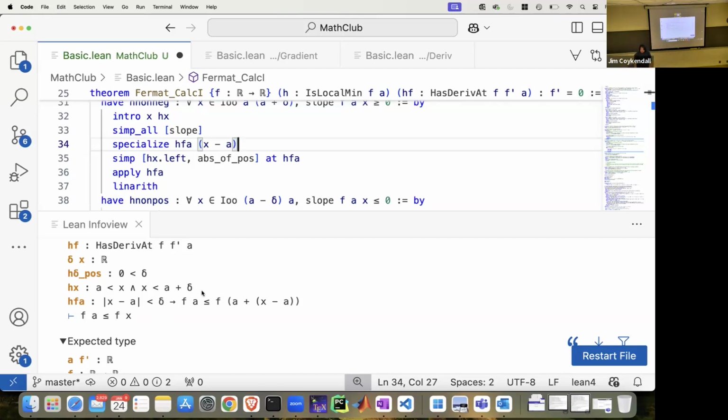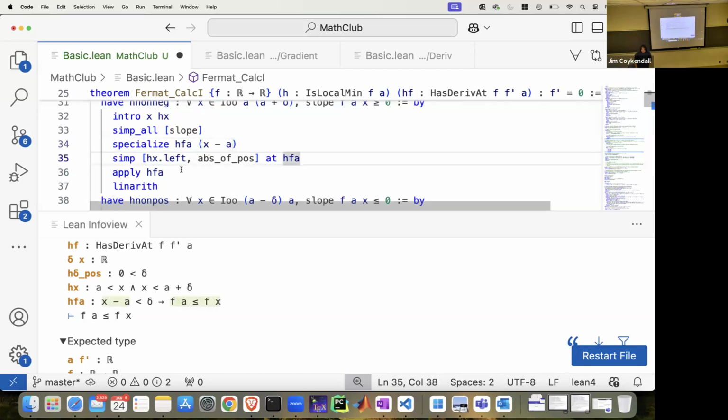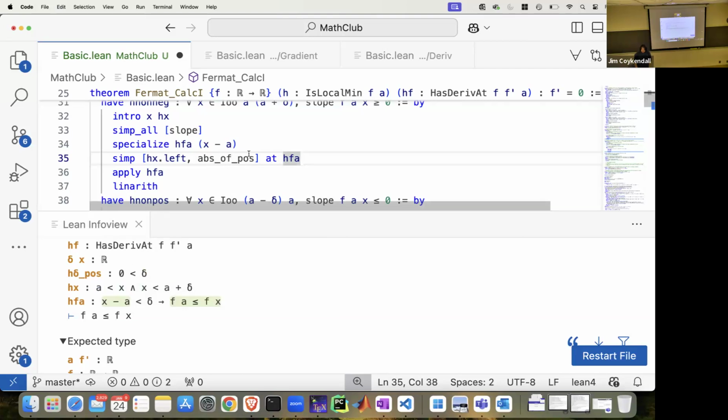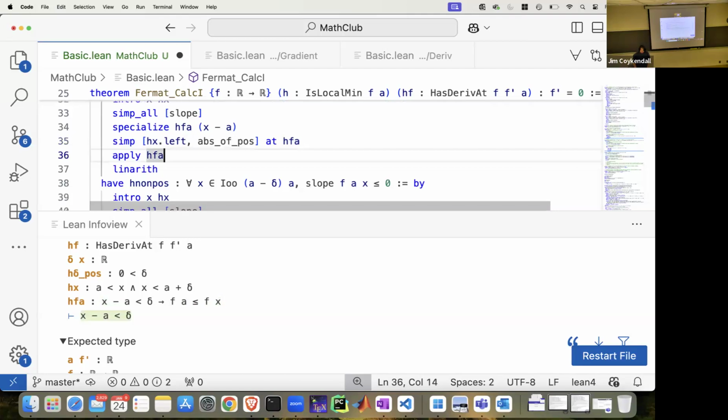But I'm just simply going to ask Ling to do the simplification for me and be aware of this condition, a is less than x, and be aware of the condition that the absolute value of a positive number is itself, and simplify everything for me. And after it simplifies everything for me, I realize that I have this statement over here. This statement says that as long as this condition is true, the inequality is going to hold. So I'm going to apply this hypothesis, and then all I need to show is that this is true, which I already know from here that a is less than x.